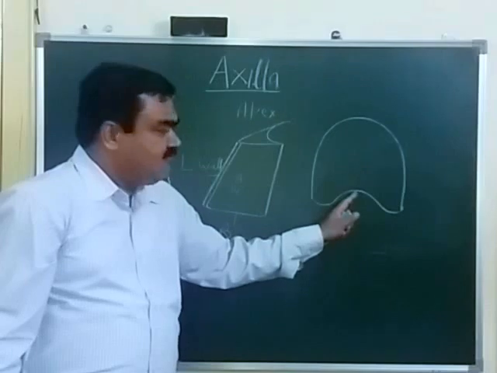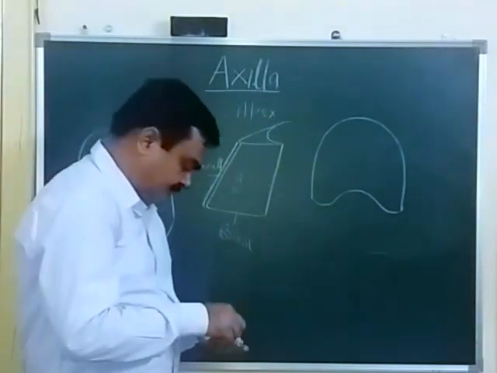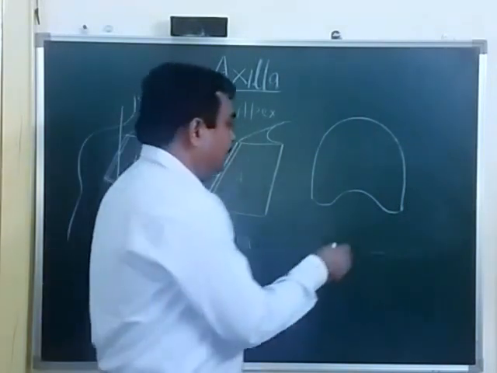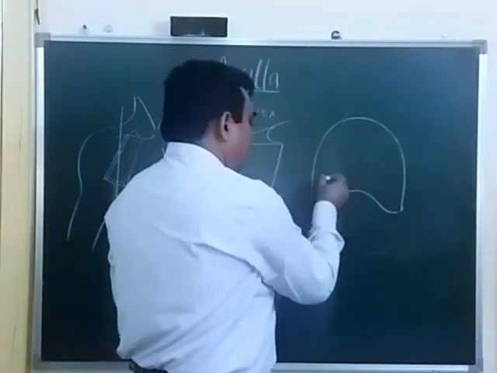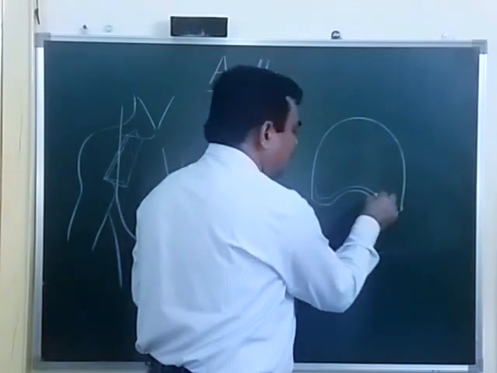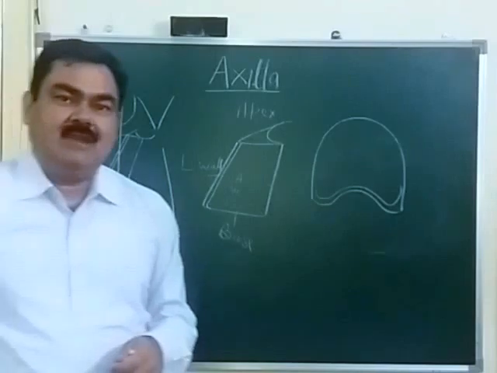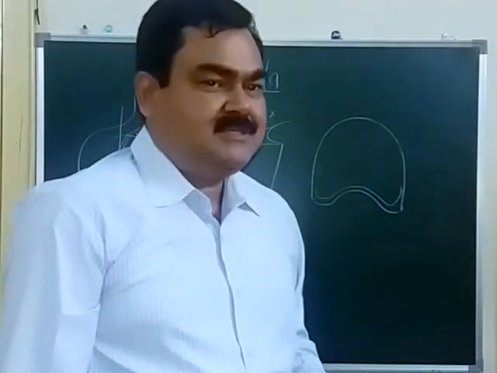This structure forms the floor of the axilla. This floor is formed by skin and fascia. This structure forms the floor.